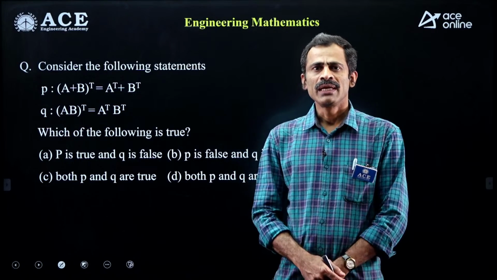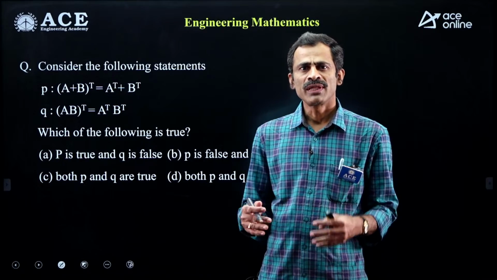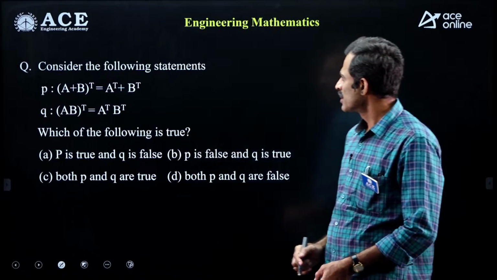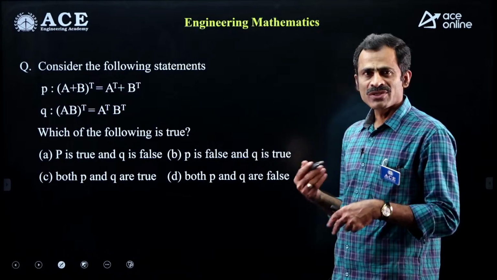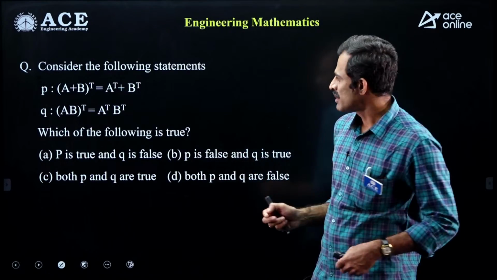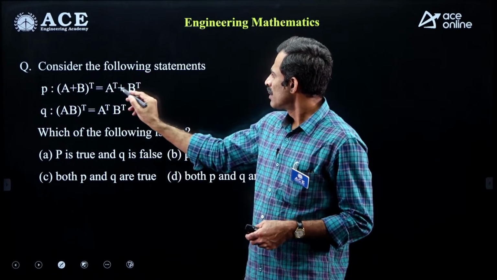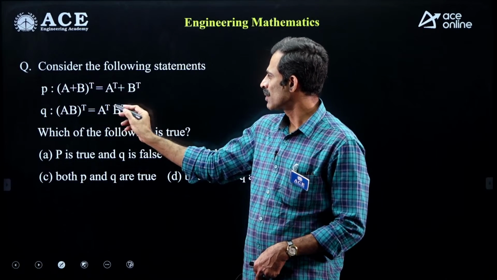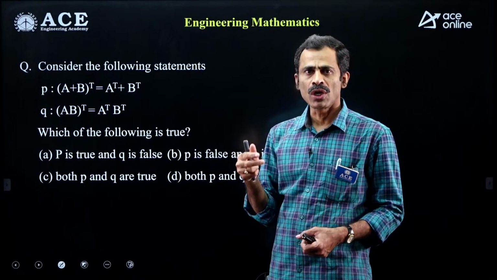I'm going to start the questions on the mathematics subject, which were given in the afternoon session in the civil GATE examination. Now let us start with the first question. It is a question from the linear algebra topic, a direct statement question. Consider the following statements. We are given two statements. The transpose of the sum of two matrices equals transpose of A plus transpose of B. The transpose of the product of two matrices equals A power T, B power T. We check whether these two statements are correct or not.